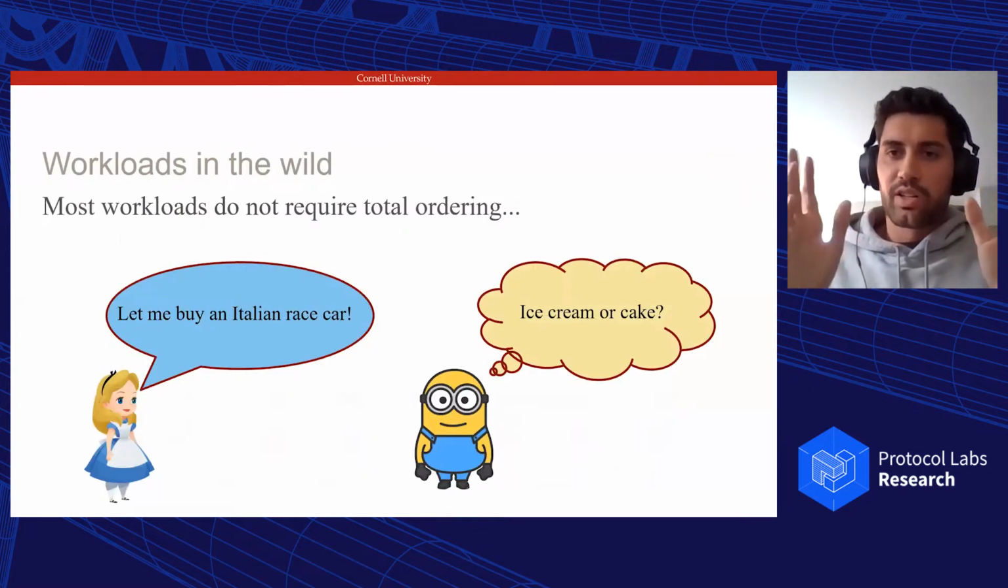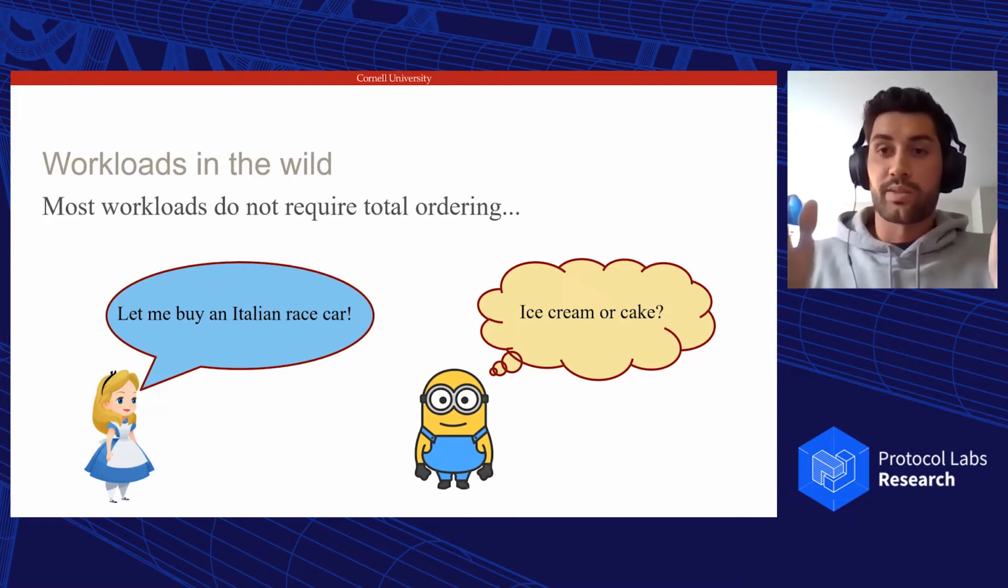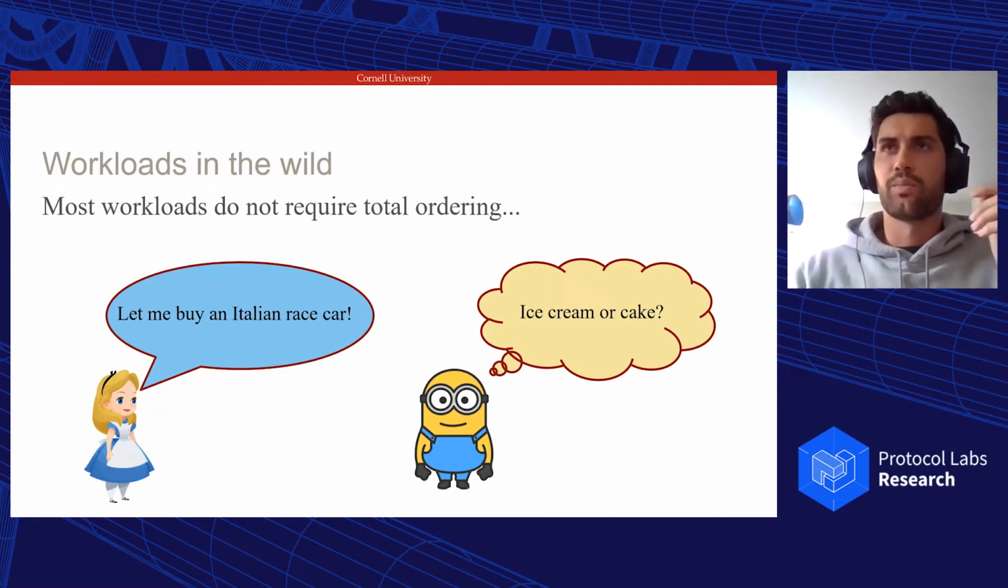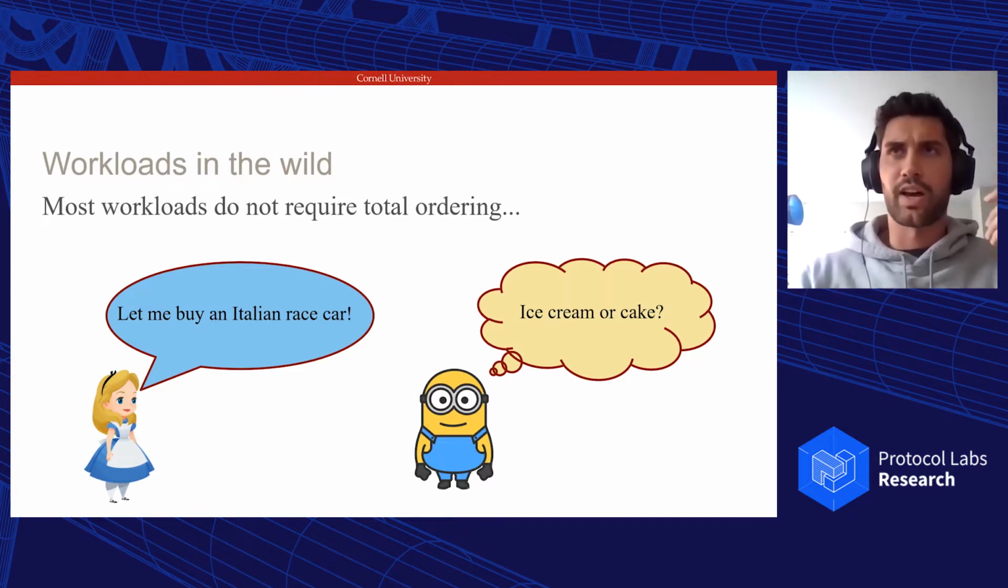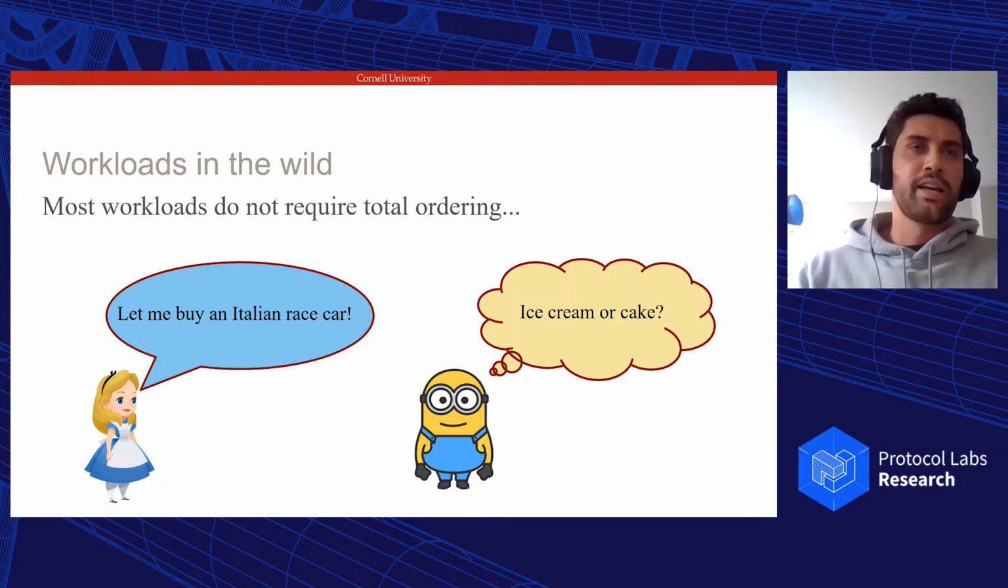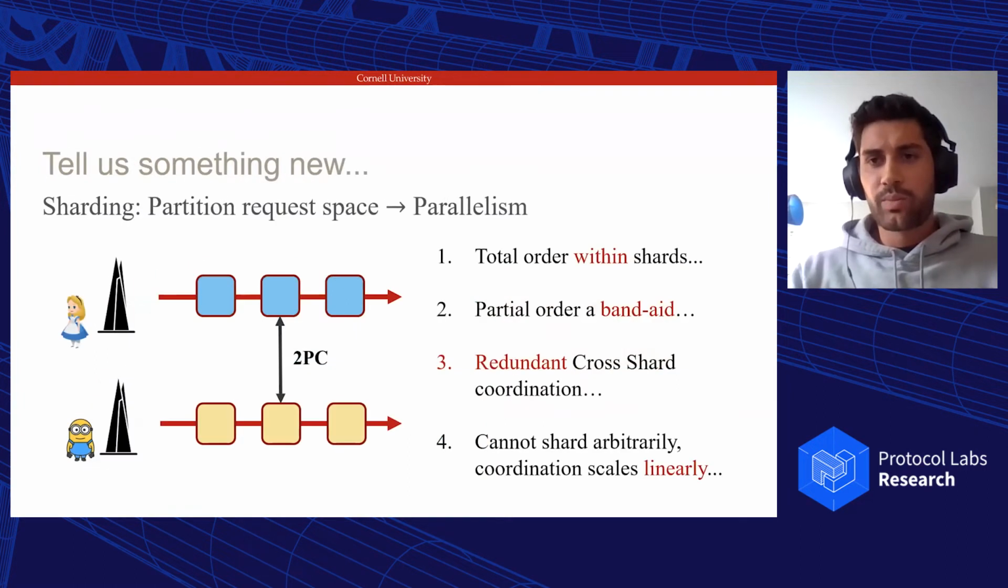In general, it's not hard to see that all this coordination, this ordering, the sequential execution is overly heavy-handed for most real-world workloads that consist largely of commutative operations. Right, these transactions of Alice and Bob, who are trying to buy a race car and gelato respectively, could have been safely executed in parallel. And that's by no means a new observation.